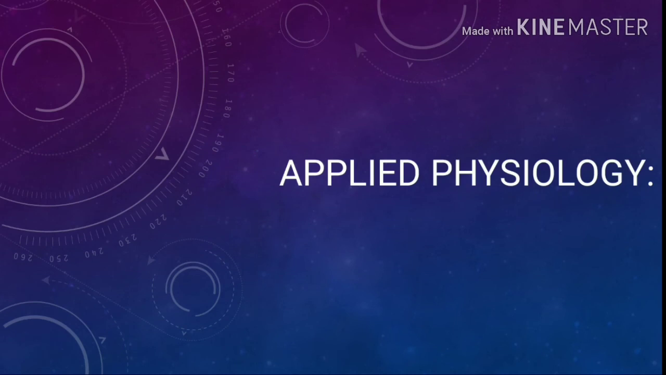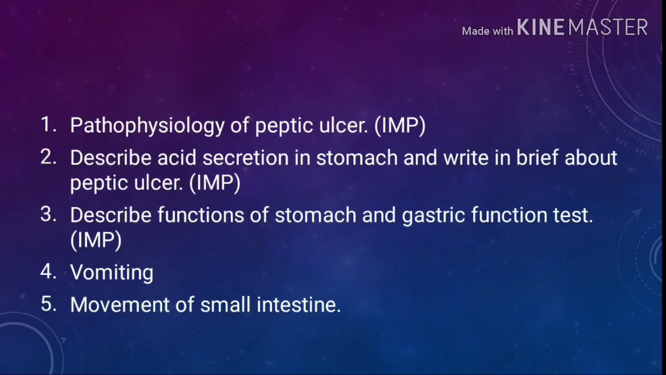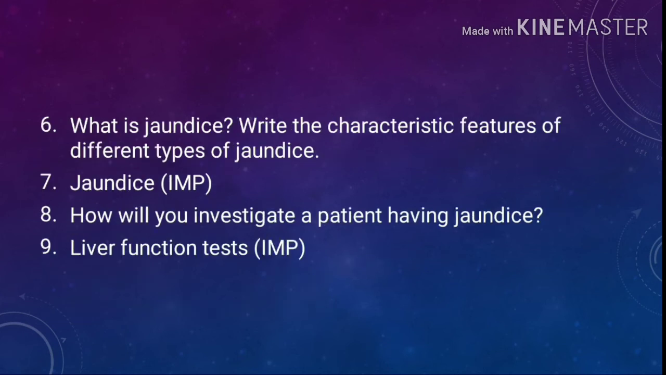Applied physiology questions. 1. Pathophysiology of peptic ulcer. 2. Describe acid secretion in stomach and write in brief about peptic ulcer. 3. Describe functions of stomach and gastric function test. 4. Vomiting. 5. Movements of small intestine.